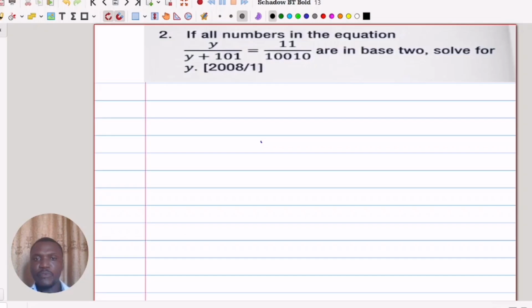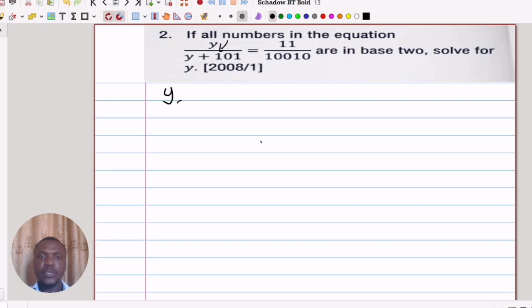We are going to convert all the numbers given to you to base 10. Why? Because the numbers that we are dealing with are mostly in base 10. So we are going to convert each of them to base 10. I'm going to start with my numerator, with y. So y base 2, I want to convert into base 10. That will be y times 2 raised to power 0, and anything raised to power 0 is 1. So this should be y.